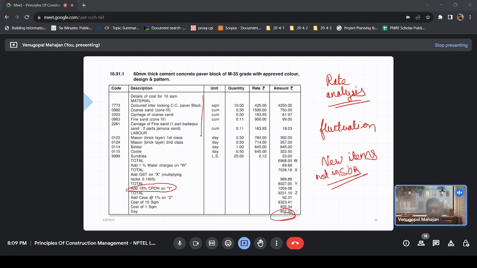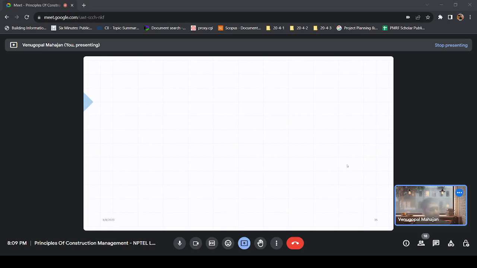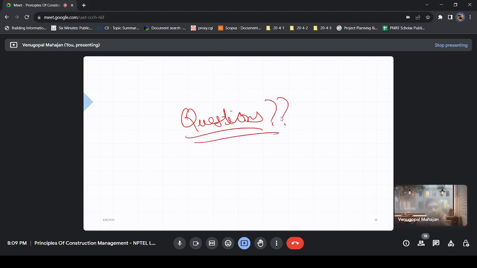Okay, so this was the last question from my side. Questions from your side? Sir, on the last two things only I wanted to ask. As you said, the item which is not mentioned in SOR, we can input it into the rate analysis. But sir, how can we justify the rate of that item, as the SOR is prepared by the government departments? On what basis can we justify that?